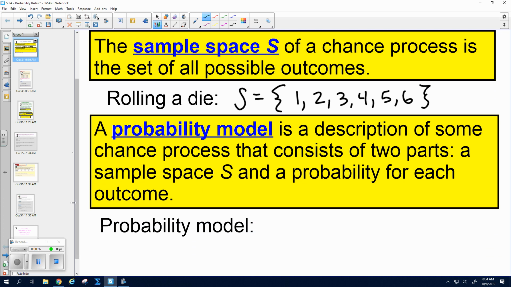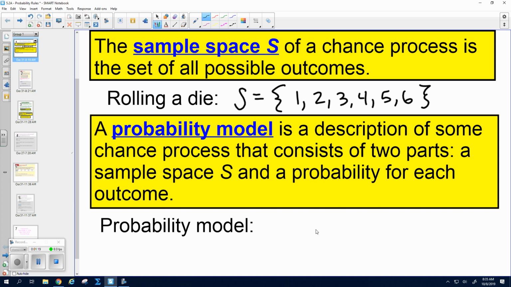Okay, what is a probability model? A probability model is a description of some chance process that consists of two parts. So you should have both the sample space, so what all your possible outcomes are, and then you would list the probability for each outcome. So it could be in a table of some sort.